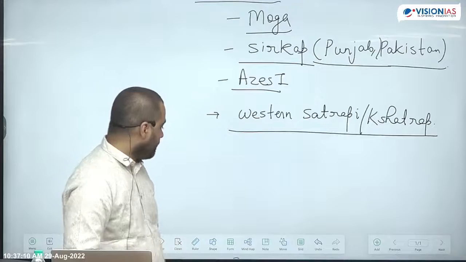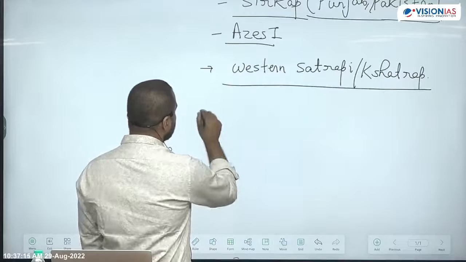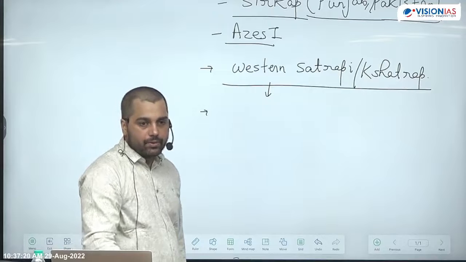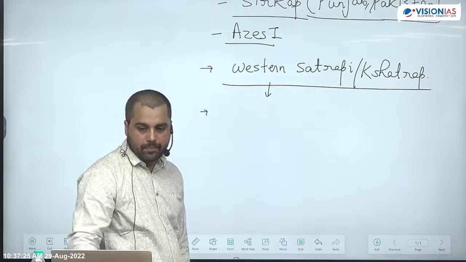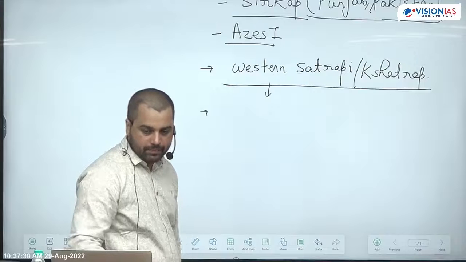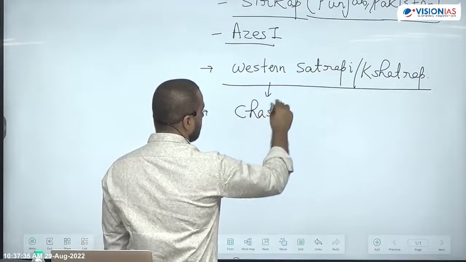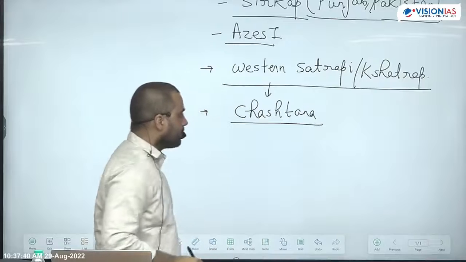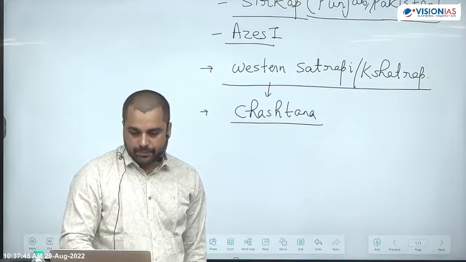Write down one of the early rulers from Western Chhatrap. One of the early rulers from Western Chhatrap was Chastana, who ruled from Ujjain.